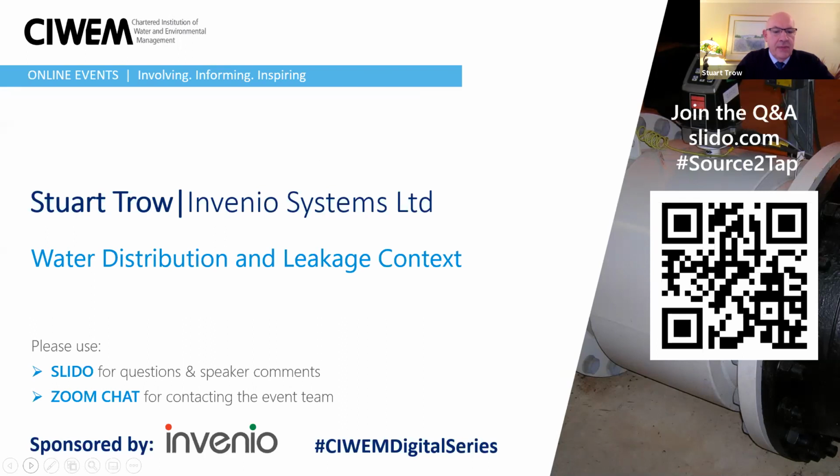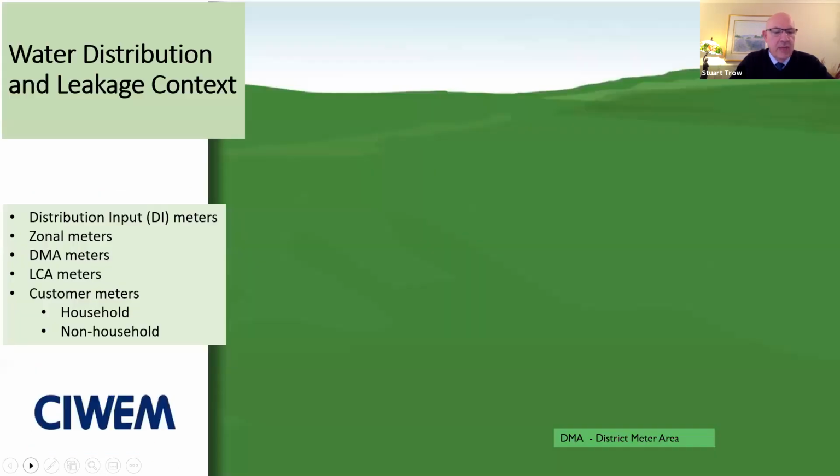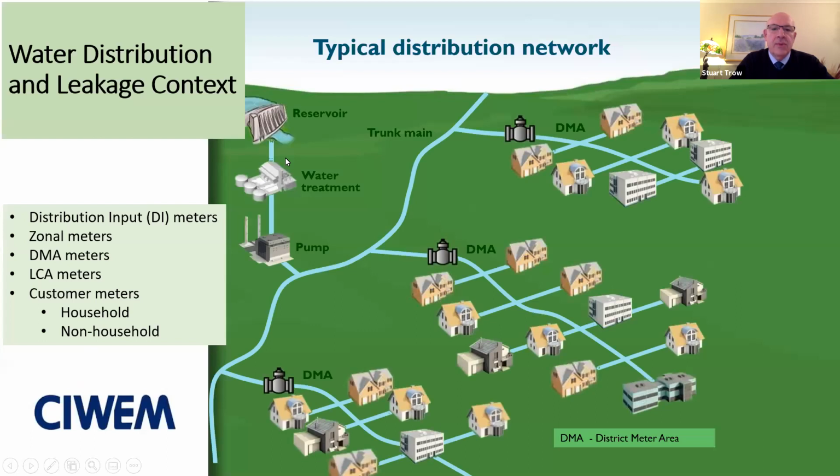The title of the webinar today is Source to Tap, Understanding Where the Water Goes. And that's the purpose of a water distribution system, getting the water from the source works to customers' taps. And in that respect, water is unique as a foodstuff. It's delivered on demand into people's houses.